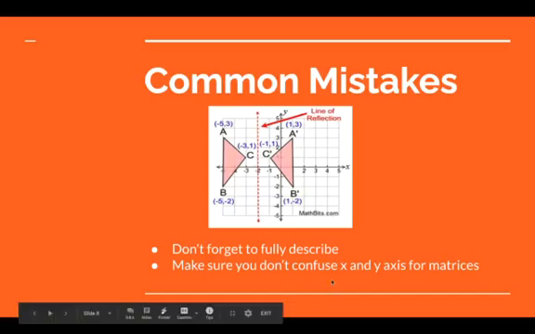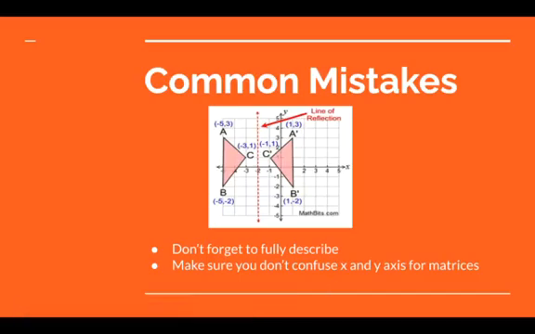Many questions on transformation will ask you to fully describe the transformation, so do not forget to describe reflection. The transformation is a reflection along the line, and then you provide the equation of the line. All you need is the equation of the line on which the reflection occurred, and you state that the transformation is a reflection along the line, and then you provide the equation.